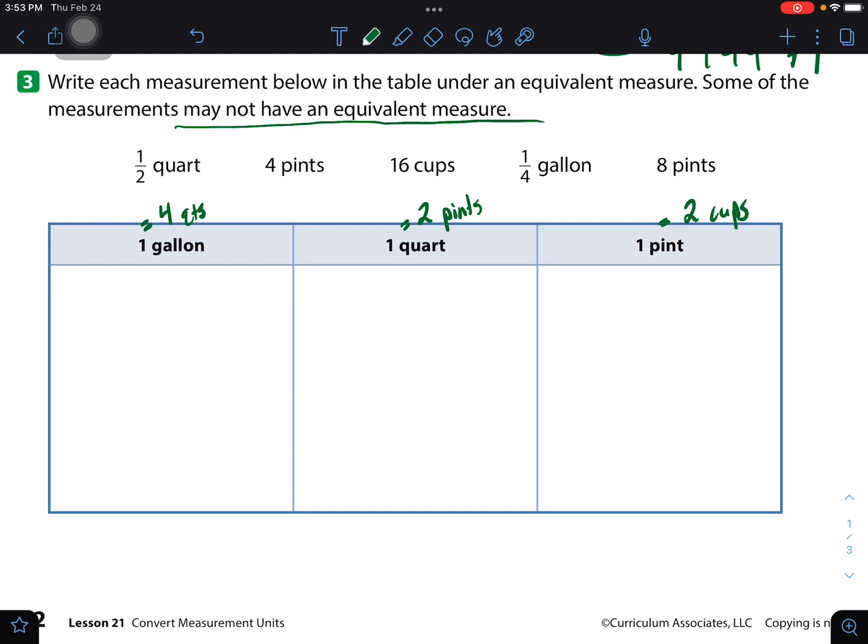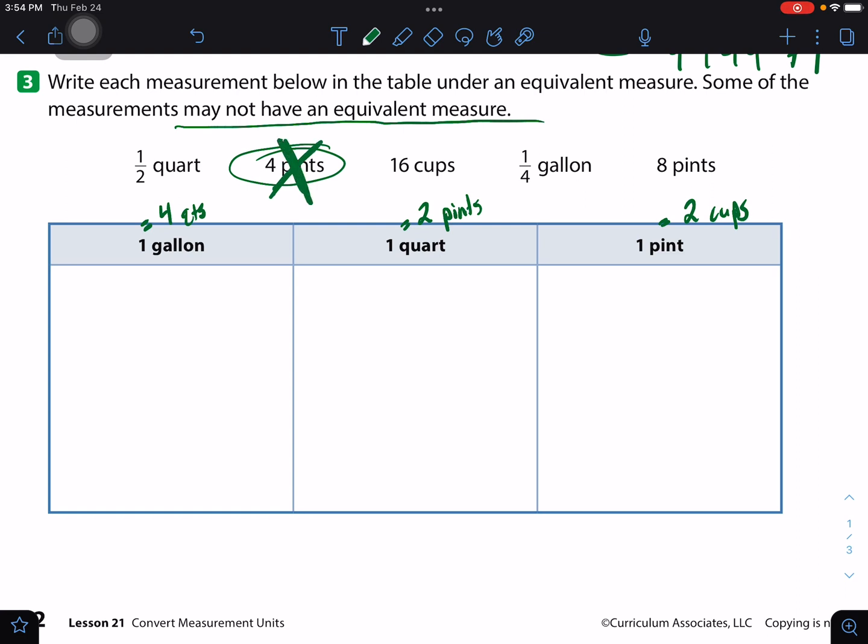So now let's take a look at all of these options up here. Let's start with the whole number ones and not even look at the fraction ones. 4 pints. Well, I know that 2 pints are in 1 quart. So 4 pints would be the same thing as 2 quarts. But none of these are 2 quarts. 1 gallon is not the same as 2 quarts because it's 4. And 1 quart, that's 1 short. So this one's not going to go anywhere.